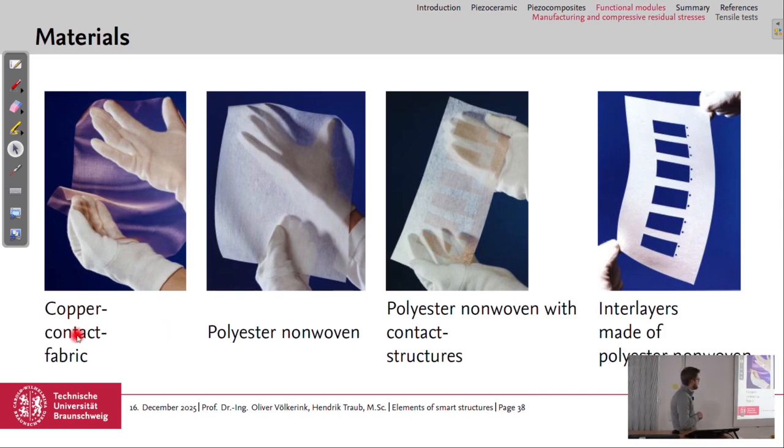Here you have some images of the real materials. Here, this is the copper contact fabric, which is not glass fiber but polyester non-woven material as the filling layers. Here we have the polyester non-woven with the added contact structures cut from the copper fabric, and then the interlayers also made from the polyester non-woven, where you have the cutouts for the piezocomposite material to be placed in.